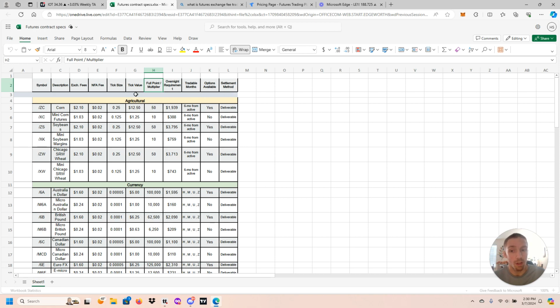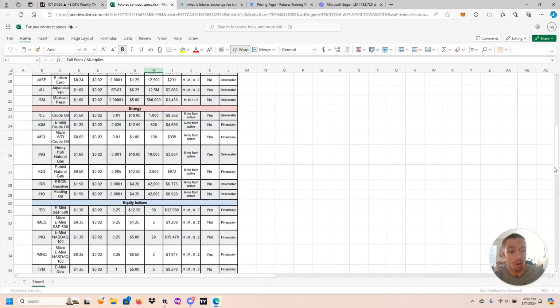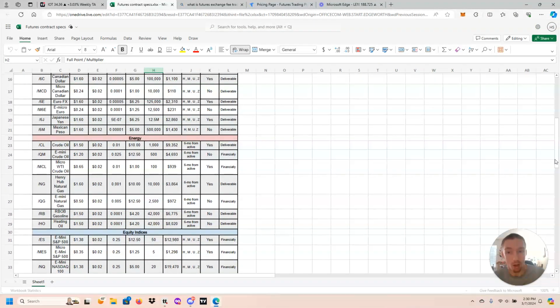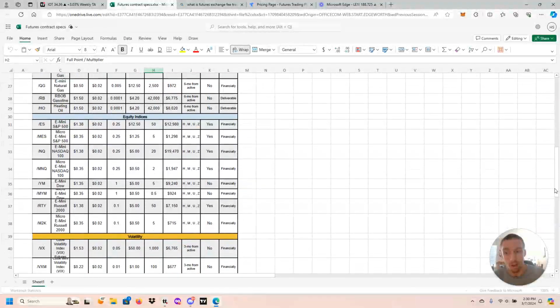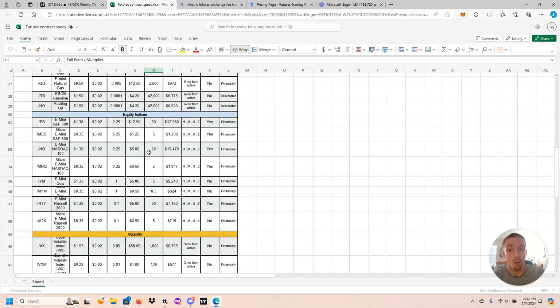The main things that you have to look at are the tick size, the tick value, and the full point multiplier, because that's going to tell you how many dollars per point. So let's say you have a 10-point stop loss on NASDAQ and you're in a NASDAQ trade, then you know you have a $200 stop loss. With ES, let's say you have a 10-point stop again on ES, and you have a $500 stop loss.